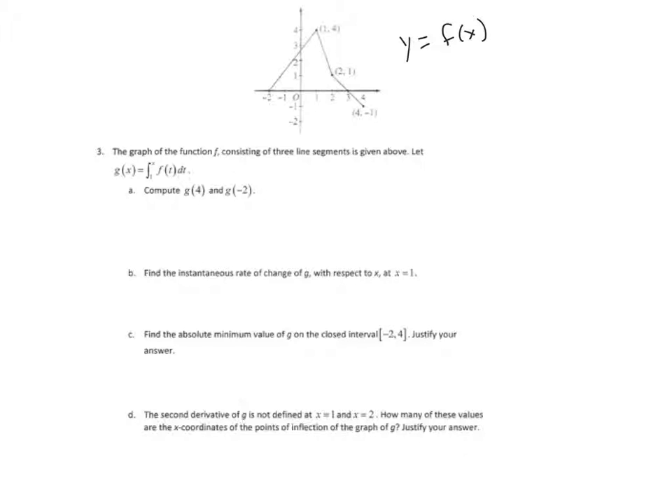Find the absolute minimum on that interval from negative 2 to 4 for g on the closed interval. So we do know, in this case, since it's a closed interval, that we will have an absolute max and an absolute min. Also notice here, it is not an accident that they're asking for this interval when you think about what you were asked to find up above in part A.